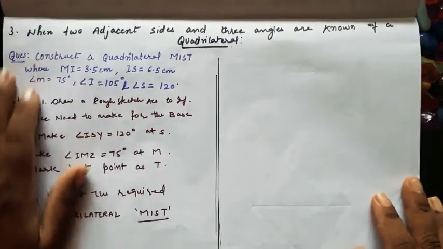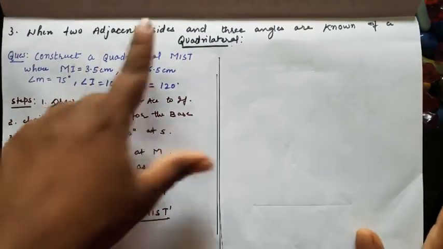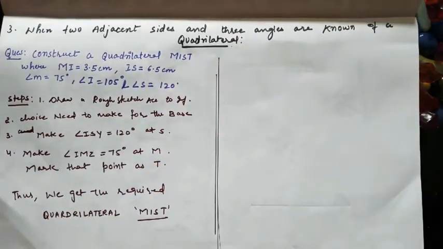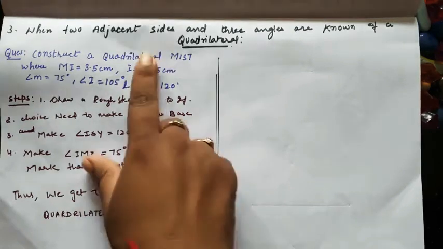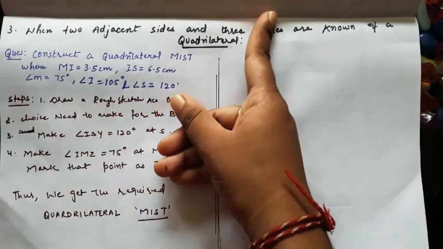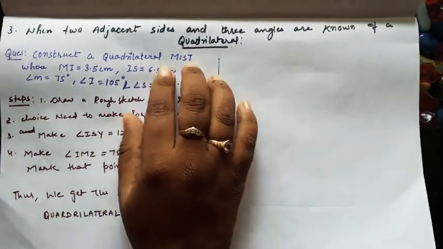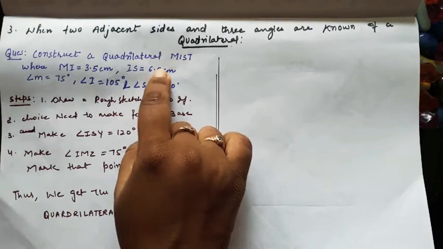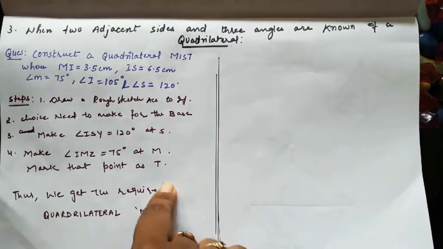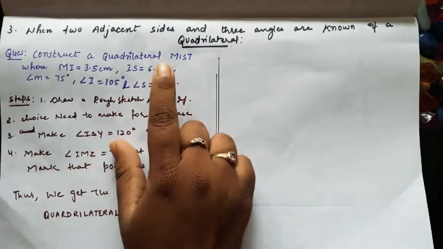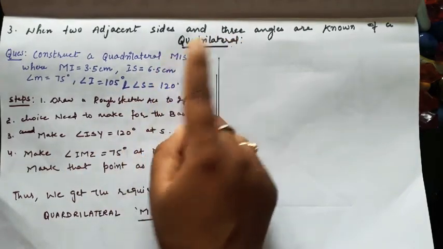It's the main part of the chapter, that is, when two adjacent sides and three angles are known for a quadrilateral. Meaning, to construct a quadrilateral, the condition given to us is that two adjacent sides are given and three angles are known. To make it more clear, I have taken one example here and some written steps I wrote already. Okay, now step by step we'll try to construct this question which is based on this condition.